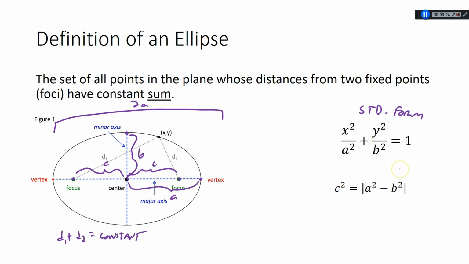Now, why does that have to be absolute value? Because we have this ellipse right here that is a horizontal, I would think. I would call this a horizontal ellipse because the major axis lies horizontally. And so a is for sure going to be bigger than b.